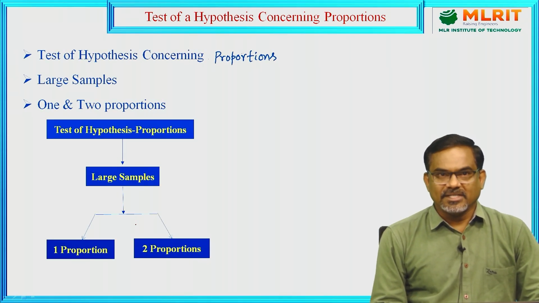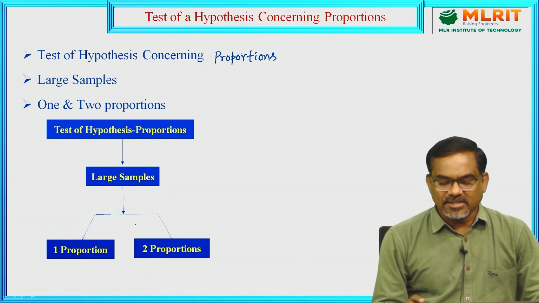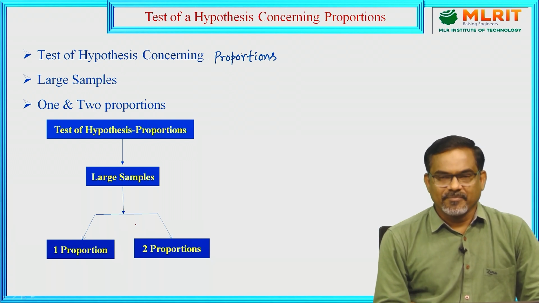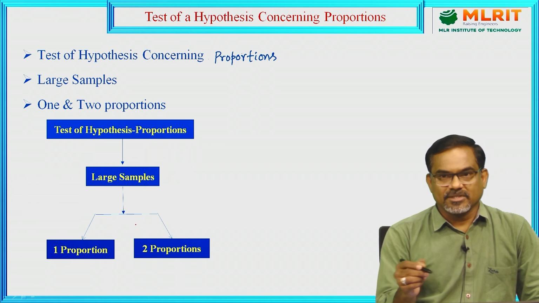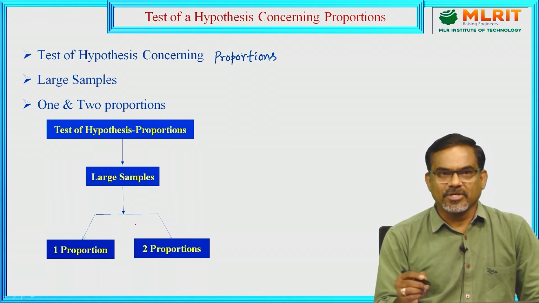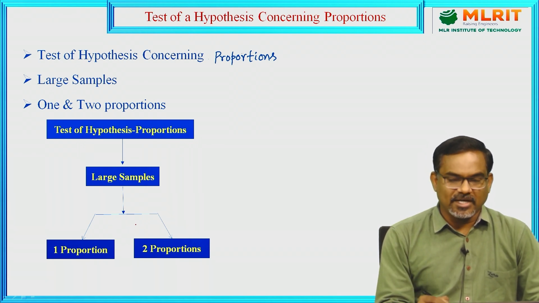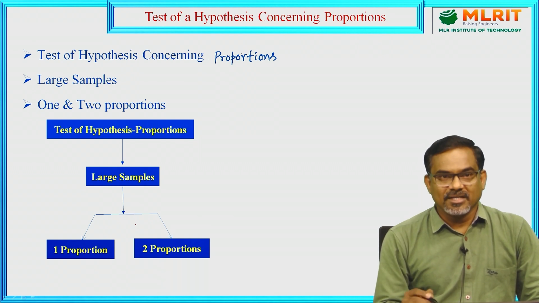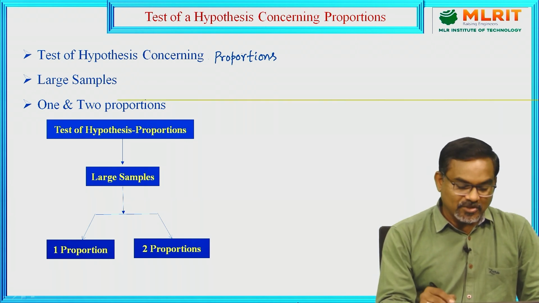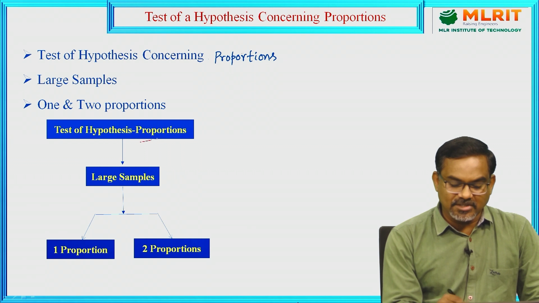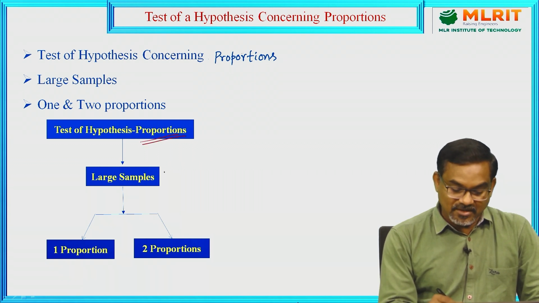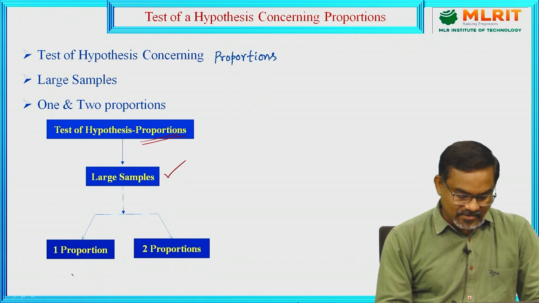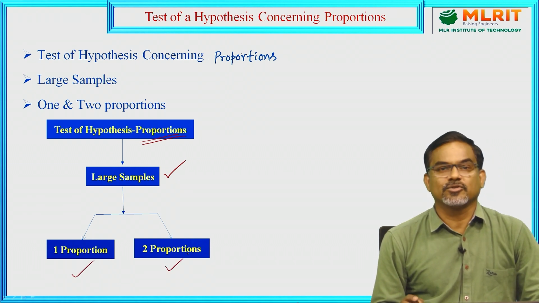Now, in testing of hypothesis concerning proportions, again there are different types, particularly for large samples and small samples, then one proportion and two proportions. Now, let us consider the problems on large samples and then one and two proportions. So, in testing of hypothesis concerning proportions, I am considering the large sample problems, in that again one proportion problems and two proportion problems.